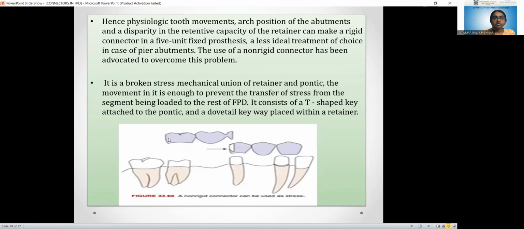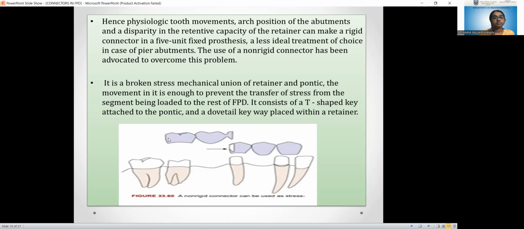So what are the reasons why we do not give rigid connectors for a pier abutment? The first point is physiological tooth movement. Second is the arch position of the abutment. And the third point is the difference in the retentive capacity of the retainers. That disparity in retentive capacity makes a rigid connector a less ideal treatment choice in the case of a pier abutment. So use of non-rigid connectors has been advocated to overcome this problem. This is a stress breaking mechanism.